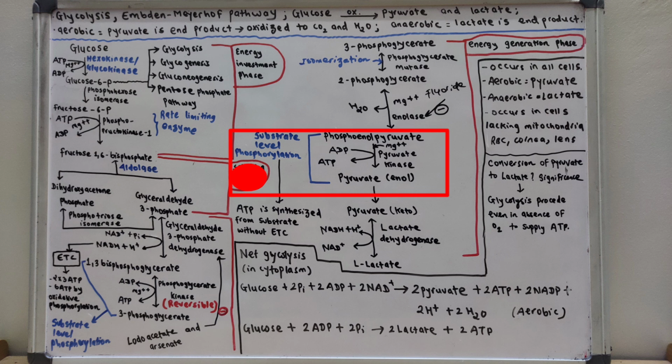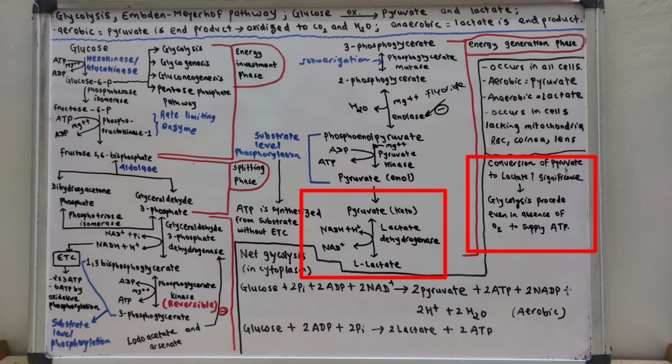The enzyme pyruvate kinase catalyzes the transfer of high energy phosphate from phosphoenol pyruvate to ADP, leading to the formation of the ATP. This step also is the substrate level phosphorylation and this reaction is irreversible. So finally there is formation of the pyruvate. Now let us discuss the conversion of pyruvate to lactate.